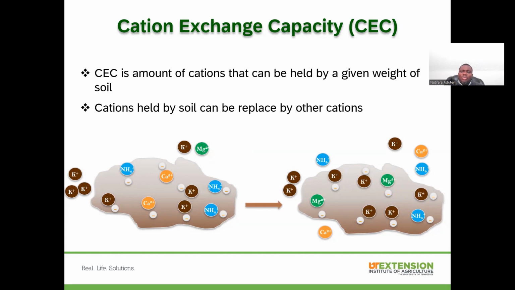The cations that we are talking about, held by the soil, can be replaced by other cations. Take, for instance, this picture on the left-hand side: potassium in solution, because you have a lot of it, can easily displace the ammonium. So the cation in solution, because you have a lot of it, can displace ammonium into solution. In the same way, the magnesium in solution can also displace the calcium.